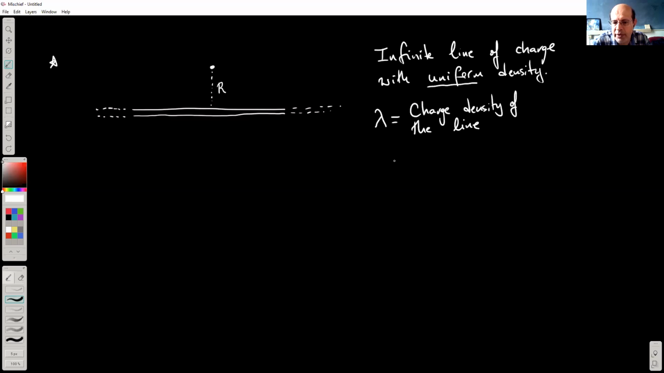So let's just remember that this is a linear charge density. So that's basically the charge divided by length. So the unit is coulombs per meter, basically, in units. So this is also given, lambda. Right, so there are only two parameters in that problem, the linear charge density and the distance to the wire.